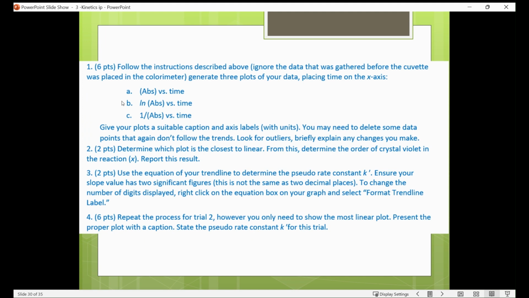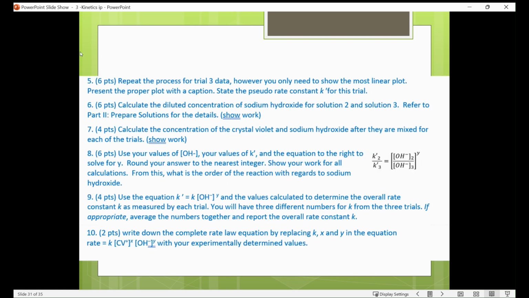You make the plot, determine which one's the most linear, use the trend line to get the k, and do the same thing for trial 2. Then determine those diluted concentrations. It's again a 1-to-1 dilution whenever you mix it. Now you can plug in those values and solve for the order y.